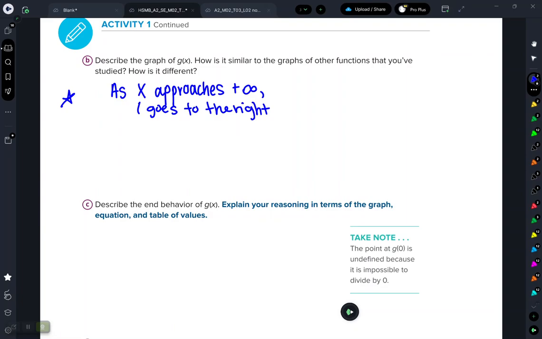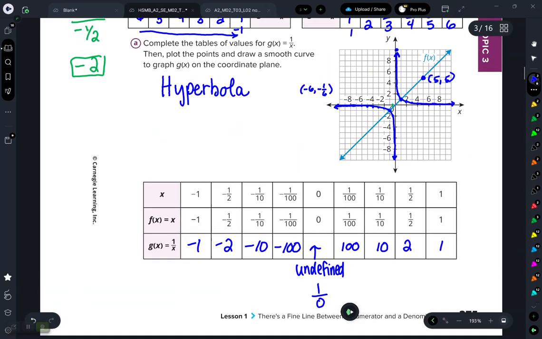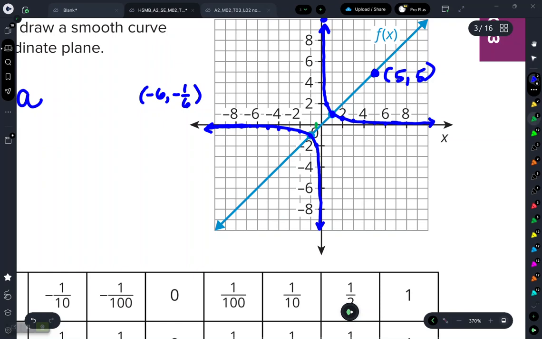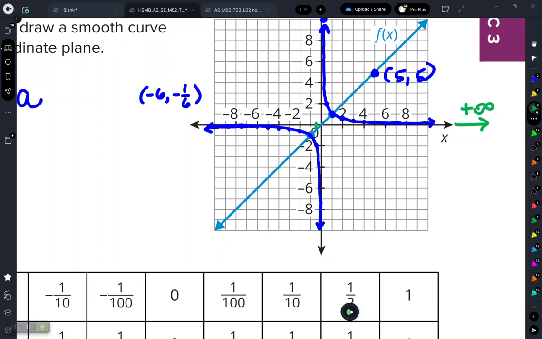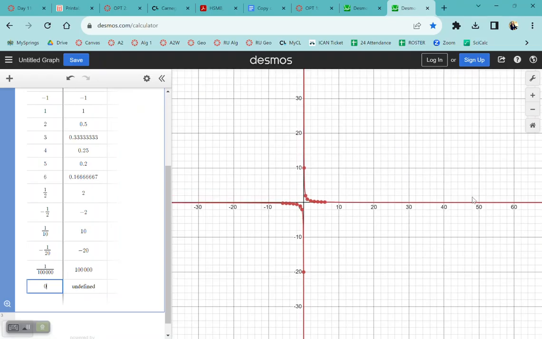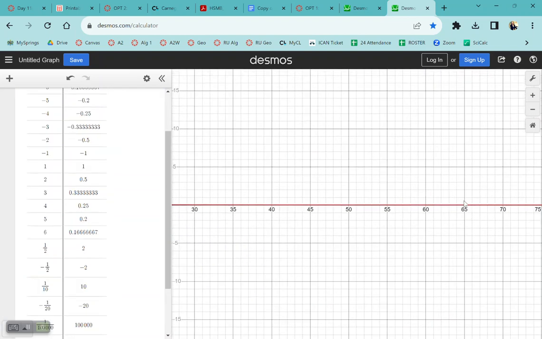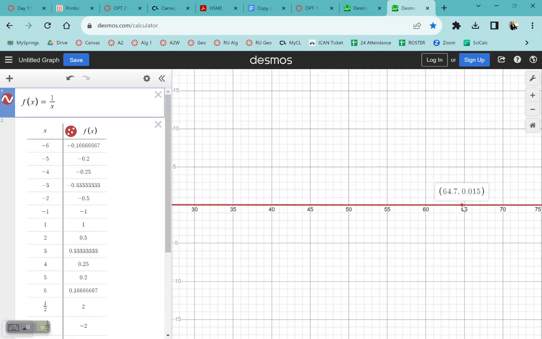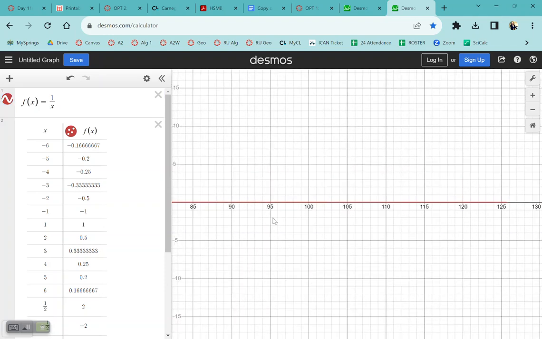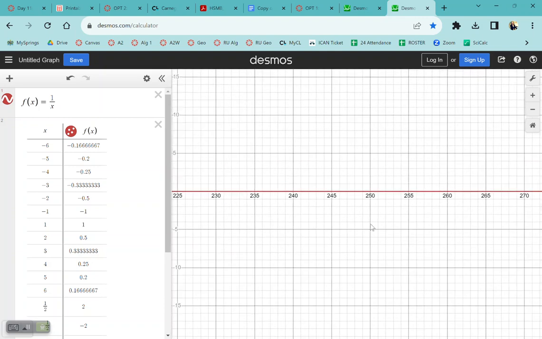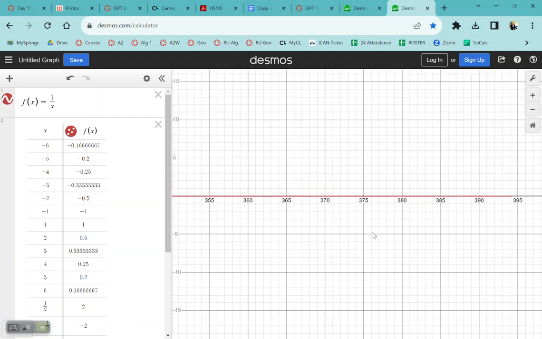What does y do? Let's look at the graph. So as x approaches positive infinity, it's going this way. We're looking at this end right here. We can see that it's basically getting closer and closer to 0. If we go back to Desmos, that was this part where, as I'm scrolling along, you see 0.015. It's 0.014. I could scroll over here for a long time, and it's never going to cross that x-axis.